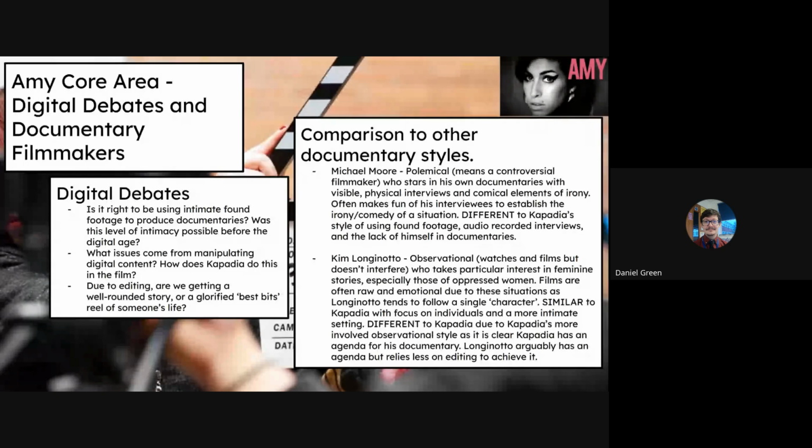Of course, Capadia is broaching a controversial topic, but he's clearly taking an aligned stance on it, which makes him quite similar to Michael Moore in that regard, because both of them have an agenda. Capadia's is to show Amy to be the talented artist that she was, while also painting her in a very positive light with some elements of negativity. Whereas Michael Moore's specific aim is to highlight the irony of certain situations and to criticize and satirize political figures and important figures. Kim Longinotto, on the other hand, is observational. So that means she watches and films, but she doesn't necessarily interfere.